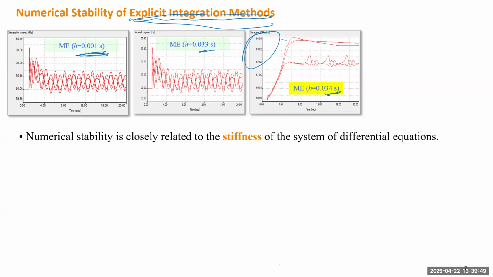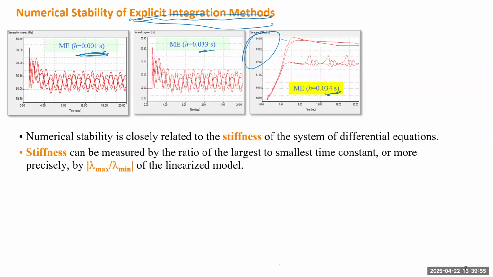Numerical stability is closely related to the stiffness of the system of differential equations. The stiffness is usually defined as the ratio of the largest eigenvalue to the smallest eigenvalue. Or equivalently, it can be the ratio of the largest time constant to the smallest time constant. It can be evaluated using the linearized model.